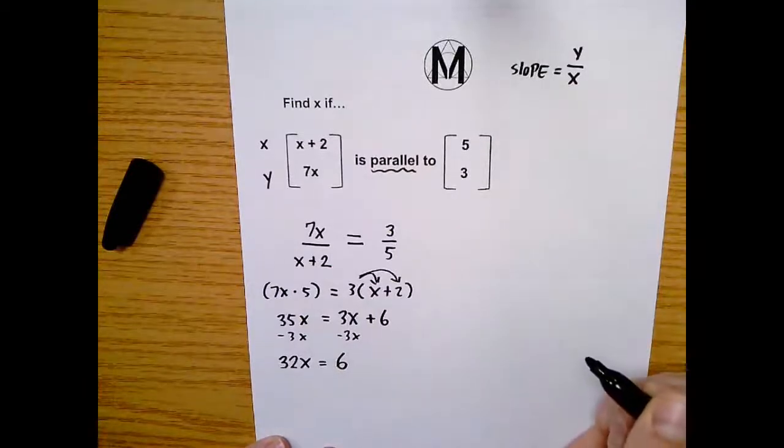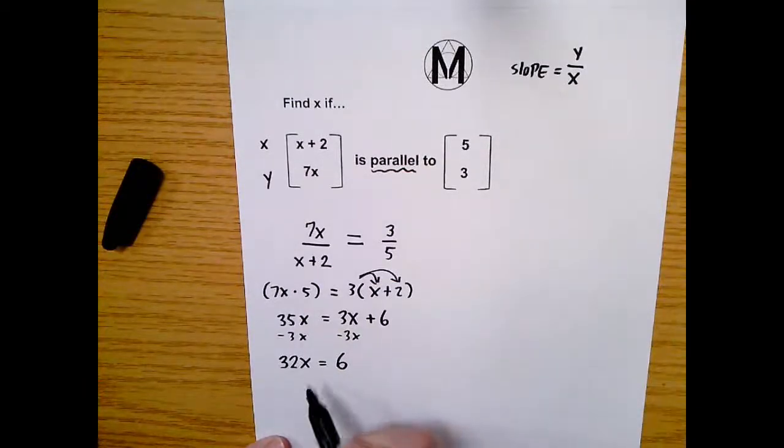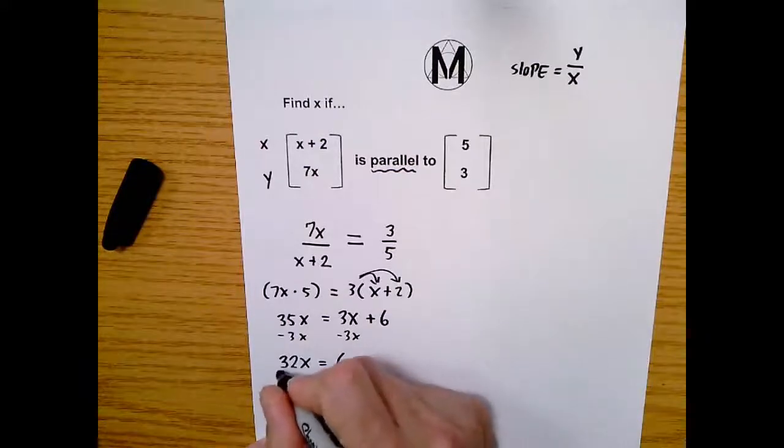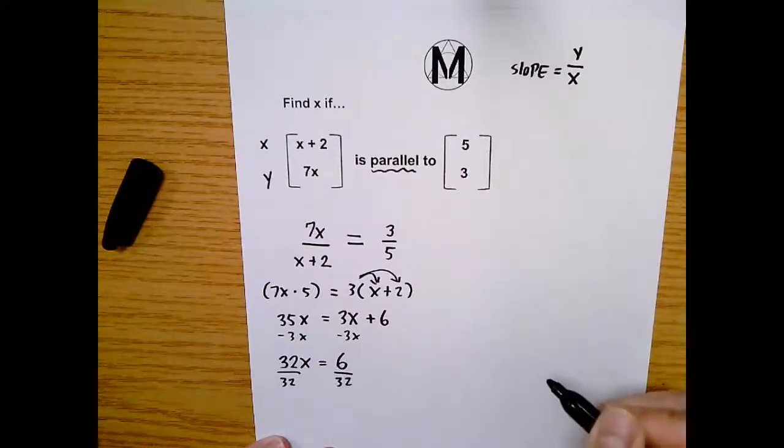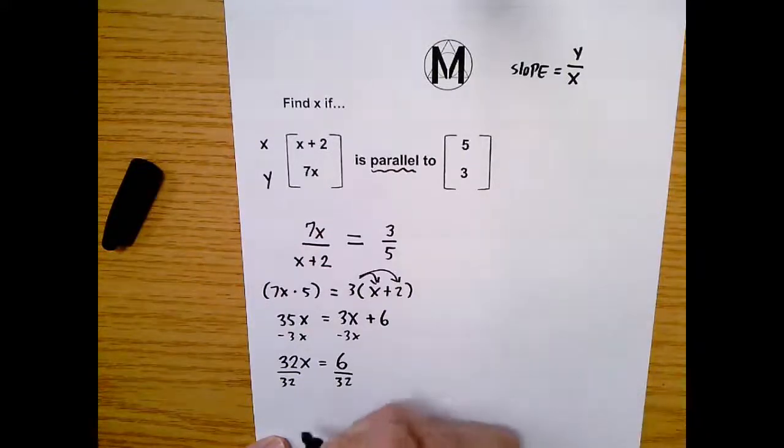All right. The next step is to really try and focus on getting this x all by itself. So what this says here is 32 multiplied by x. The opposite of multiplying by 32 is dividing by 32. So now we're cooking. And this tells us that my x value is 6 over 32.